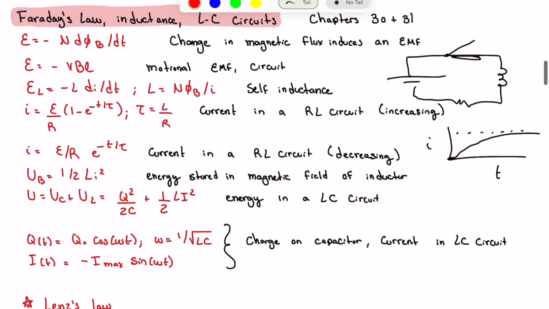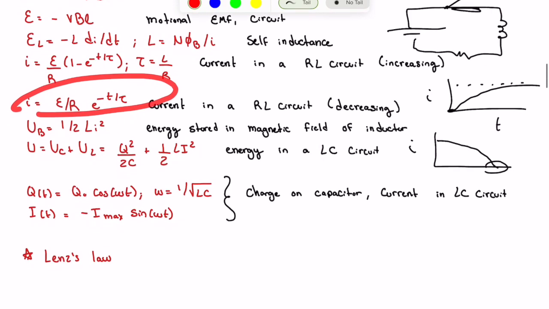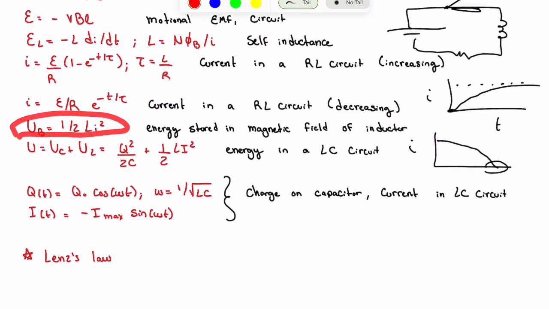We also saw that whenever we open the switch, we don't go from 100% to 0, but the current, again, takes some time to decrease. And then eventually, it does reach 0. And that's just right here. We also saw UB is equal to 1/2 L i squared, which is the energy stored in the magnetic field of the inductor.